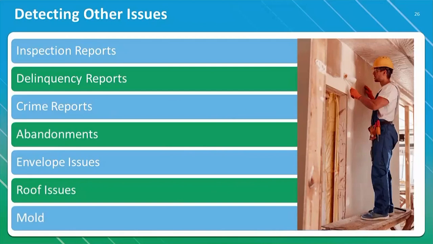Detecting other issues. All right. So it was asked, well, what can we do? You definitely can, in your maintenance plan, and through the inspection report and REAC, identify issues. That is the first thing that you can use. Your delinquency reports, your crime reports can contribute to vacancies, because nobody wants to live in an area prone to crime, and that can lead to this particular issue.